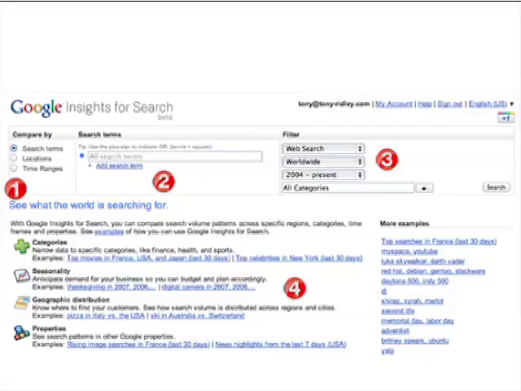So on the left there, number one, look at the search terms. We can also look for ranges, locations, and so on. Number two, we put in a specific search term, much the same as we did before. Number three, we've got a number of variables that we can choose, such as searching the web, worldwide, country, location. We can look from 2004 until present. We look at the last 6 months, the last 30 days, all categories, and so on. And then number four, we can also start to look at some of the seasonality.